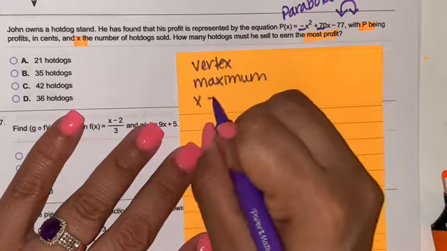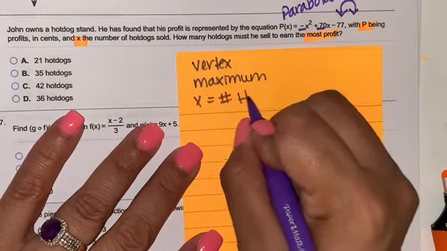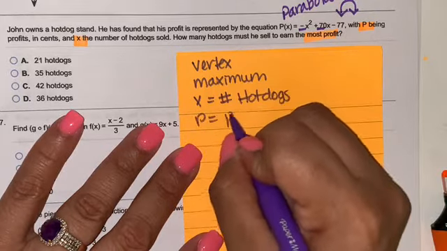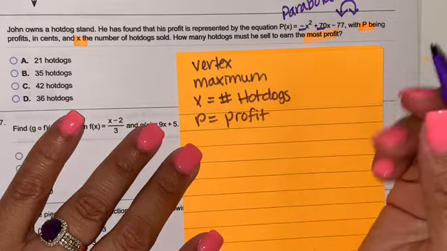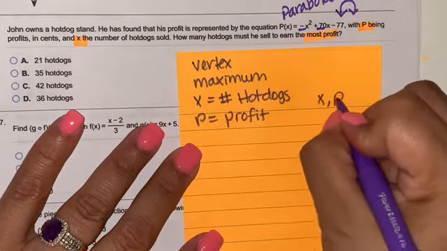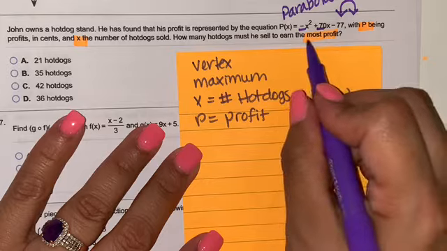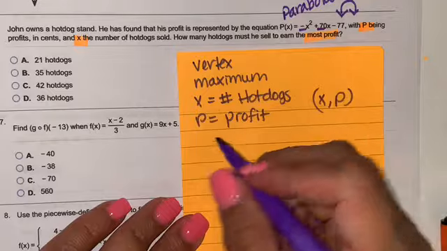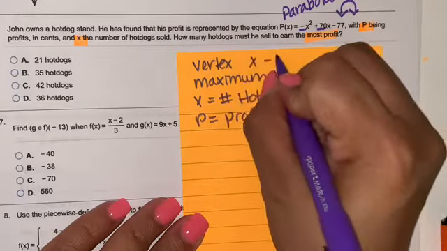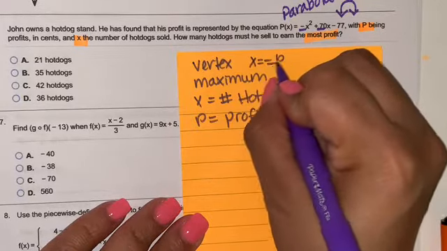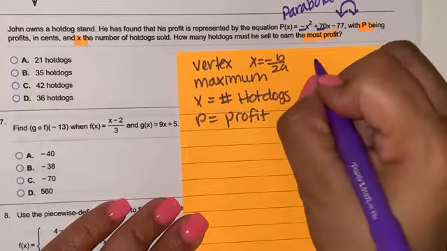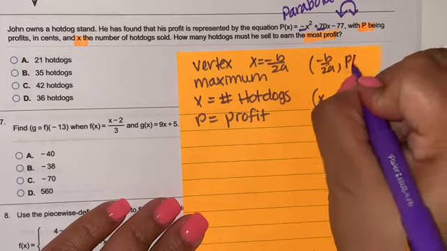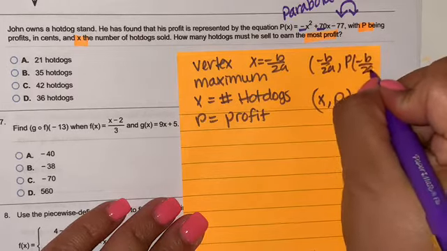Okay, so x equals the number of hot dogs, and P equals profit. So I have x comma P. I'm looking for the maximum profit, or the most profit. So I know that my vertex is going to be x equals negative b over 2a, and then P of negative b over 2a.